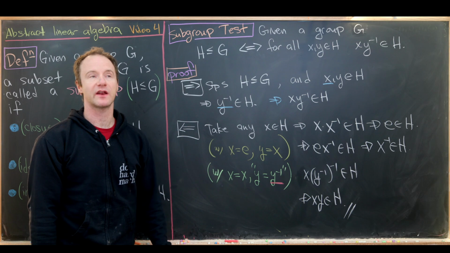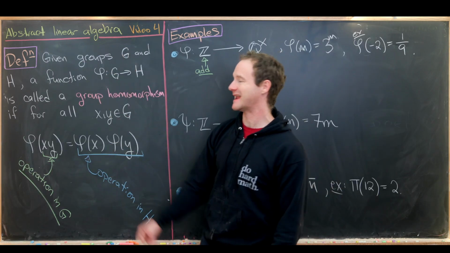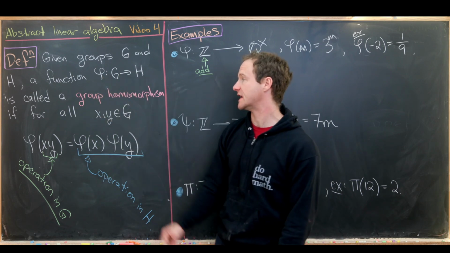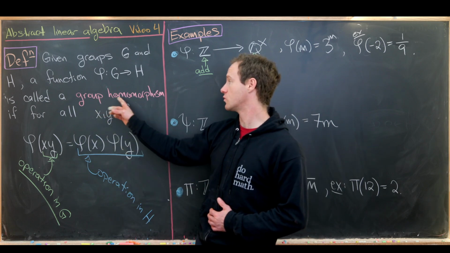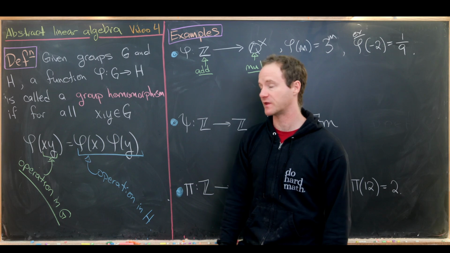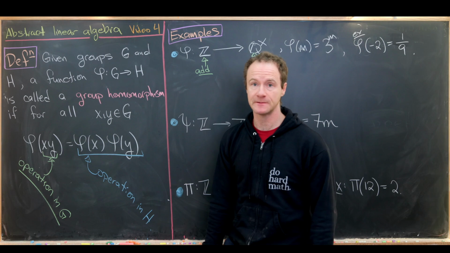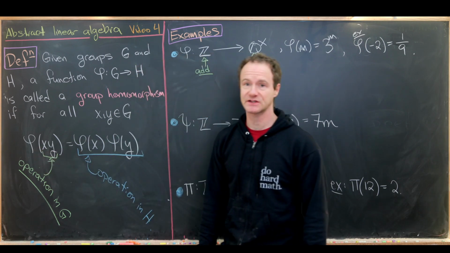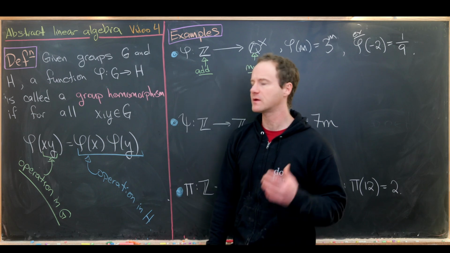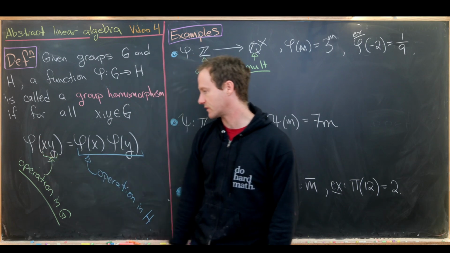Okay, so now we're ready to look at the notion of a group homomorphism. So given 2 groups G and H, and a function which we'll call phi from G to H, this function is called a group homomorphism, or sometimes just a homomorphism if we know that we're working within groups, if, for all x, y in G, phi evaluated at xy is the same thing as phi of x times phi of y.